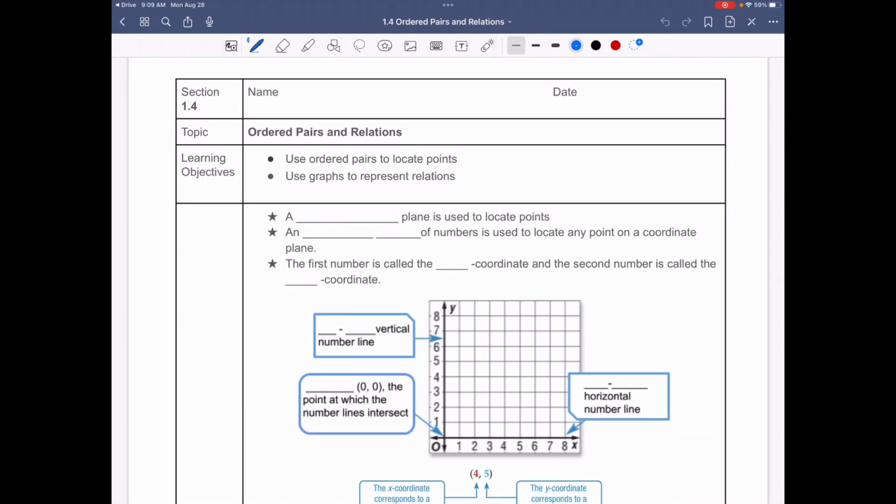Hello, students. Today we're going to have some fun with section 1.4, ordered pairs and relations. Please remember to put your name and date on your guided notes.